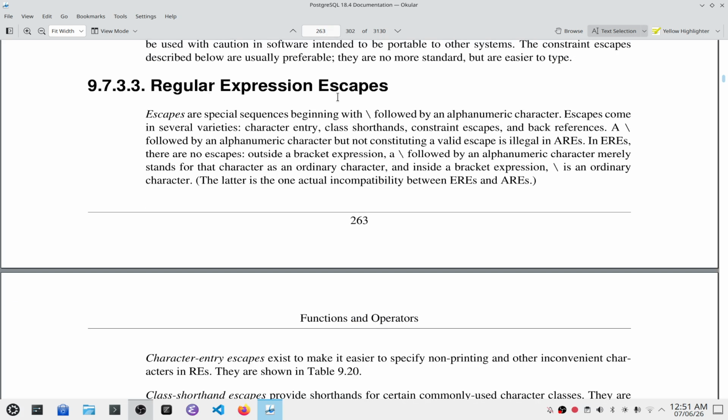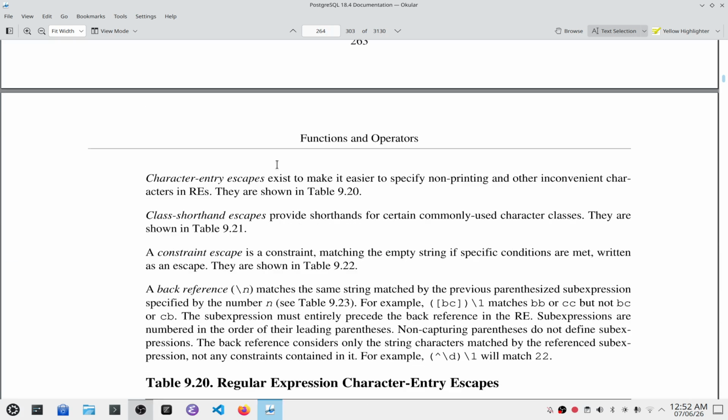Then we have regular expression escapes. Escapes are special sequences beginning with backslash followed by an alphanumeric character. Escapes come in several varieties: character entry, class shorthands, constraint escapes, and back references. A backslash followed by an alphanumeric character but not constituting a valid escape is illegal in AREs. In EREs, there are no escapes outside a bracket expression. A backslash followed by an alphanumeric character merely stands for that character as an ordinary character, and inside a bracket expression, backslash is an ordinary character. The latter is one actual incompatibility between EREs and AREs.